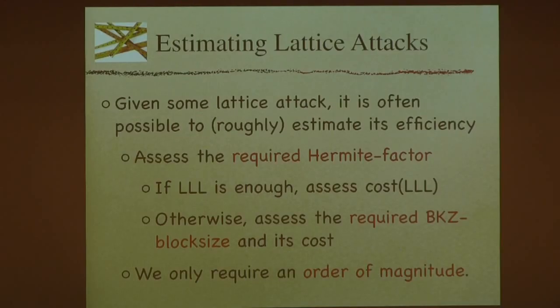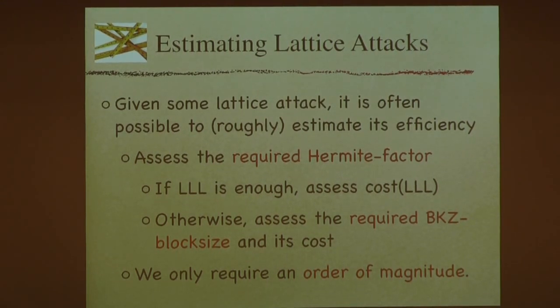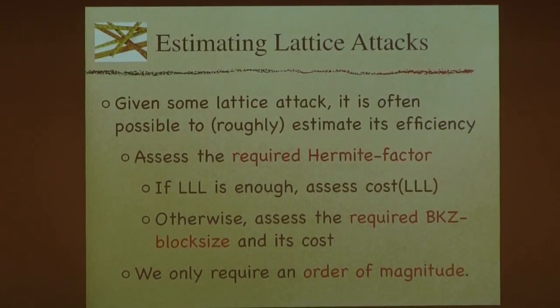So once we reduce everything to a core problem, everything becomes a bit more simple. So how would we do that? Well, now we want to assess the efficiency of an arbitrary lattice attack. If you can relate everything to the Hermite factor, we know how good the Hermite factor should be for this method to work. And depending on this Hermite factor, depending on the target, we see which algorithm is mandatory.